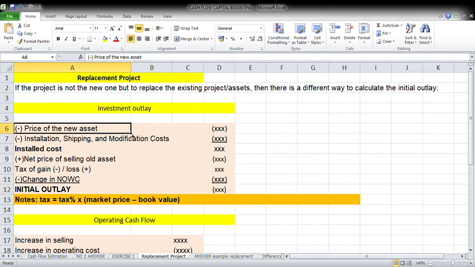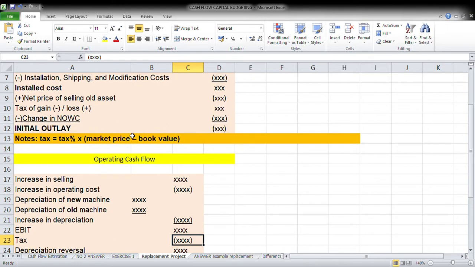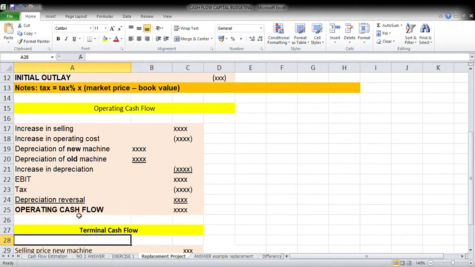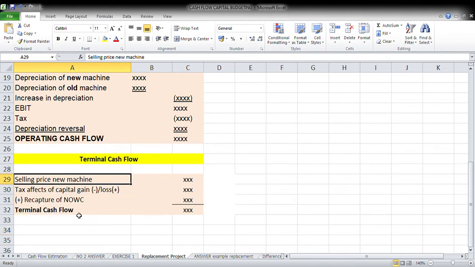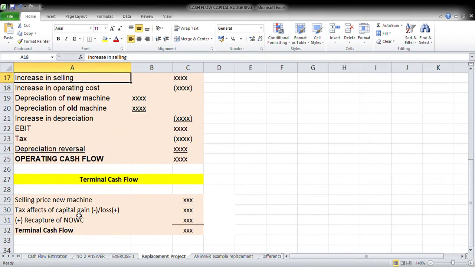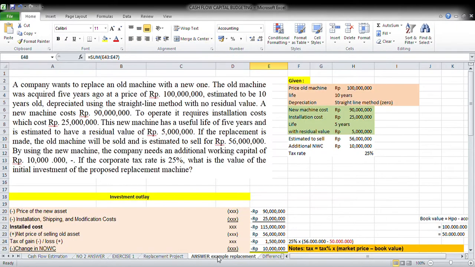Okay, so this one to calculate is the same actually. This is for the differences. We know the depreciation of the new machine and the old machine, and then for the next, we get the terminal cash flow, which is literally the same. Okay, let's go to the example.